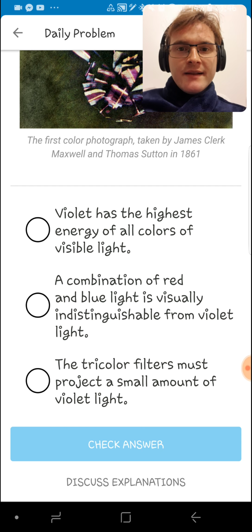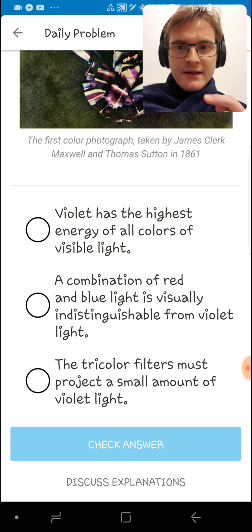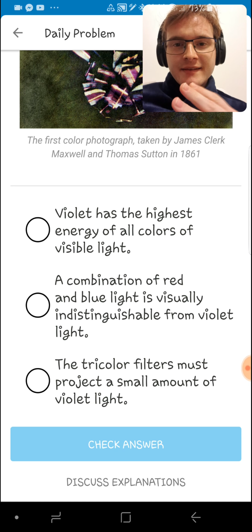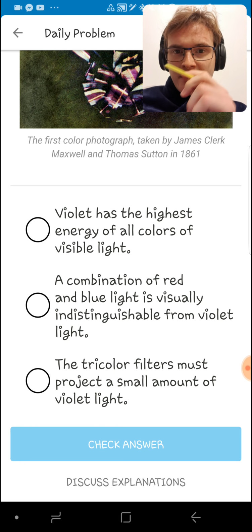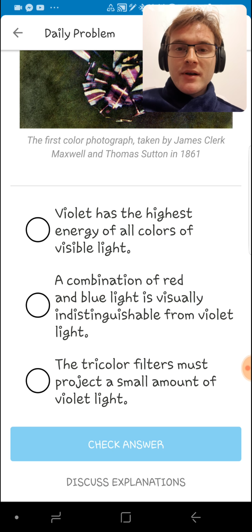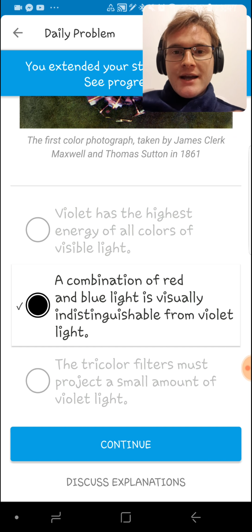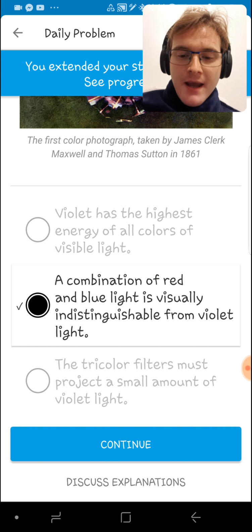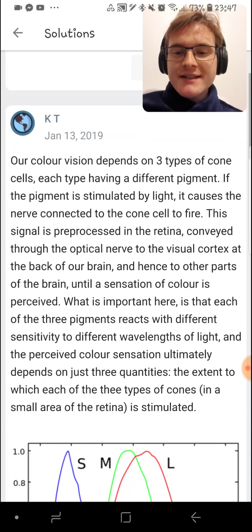Now what's happening is that these have wavelengths associated with them, but when these waves combine, you get interference patterns, and these interference patterns produce waves of higher frequency, which leads to a smaller wavelength, and that smaller wavelength then is the violet colour we perceive. So a combination of red and blue light is visually indistinguishable from violet light. That would have to be the answer. Let's check. And we are correct. As I said, you can go on to explanations to see if that's all right. Let's see what they say.